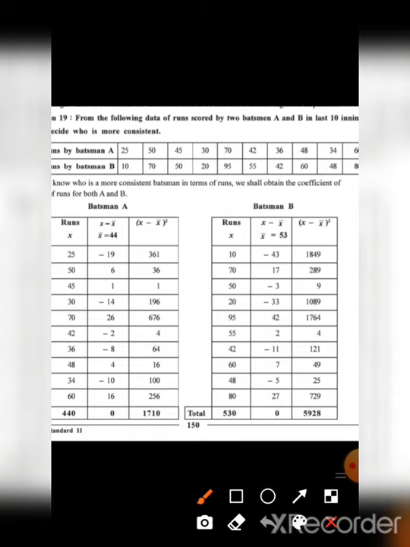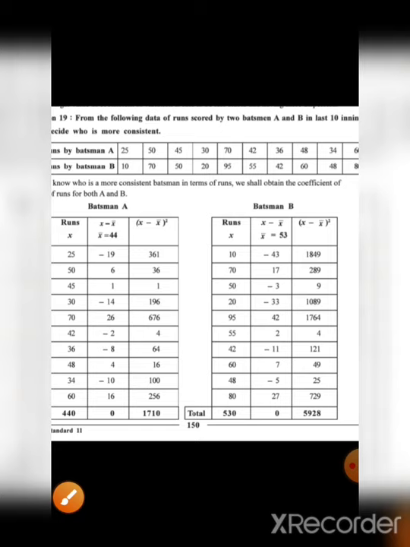Now, how are we going to find out the mean? That is the old basic formula, sigma xi upon n. Over here your n is 10. So for our first batsman, the mean is equal to sigma xi1 upon n1, that is 440 divided by 10, which gives you 44. So that is the mean for batsman A.